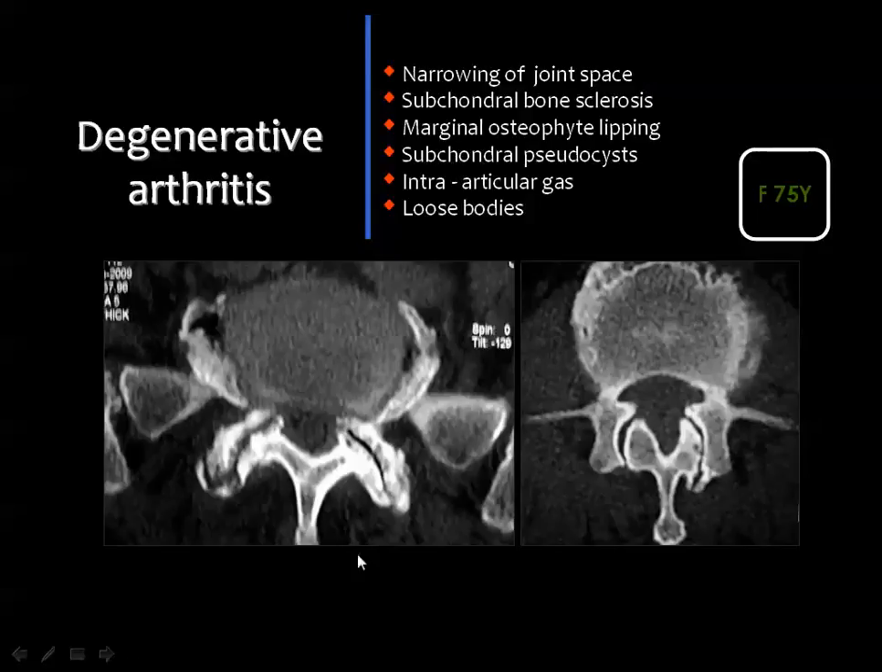Then we come to osteoarthritis. Osteoarthritis will affect the facet joints in the lumbar spine, and will affect the facet and neurocentral joints in the cervical spine. These are the main manifestations of osteoarthritis anywhere in the body: narrowing of the joint space, subchondral bone sclerosis, marginal osteophytic lipping, subchondral pseudocystic changes, and intra-articular air or gas, and loose bodies if the joint is large, like the knee or the shoulder.